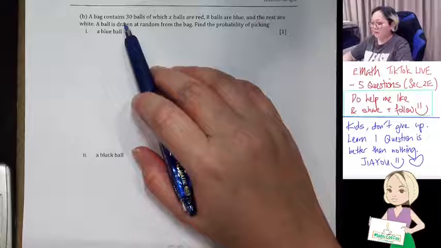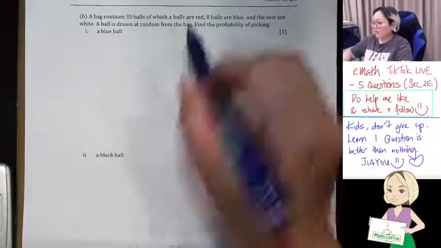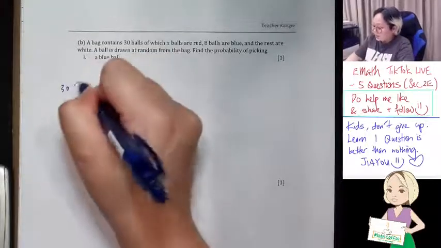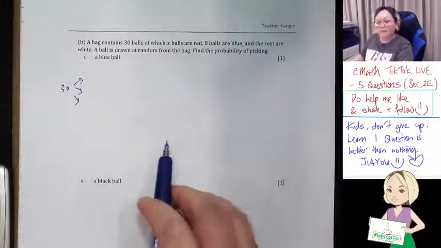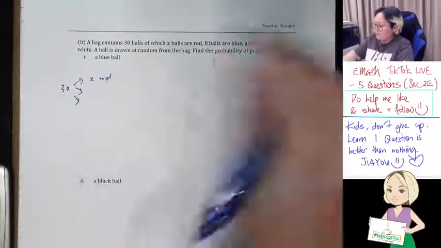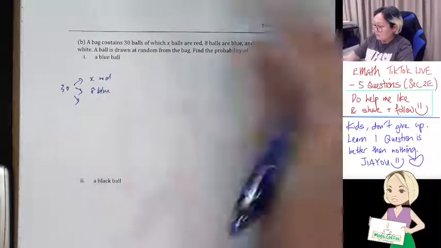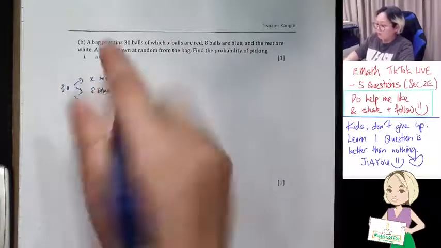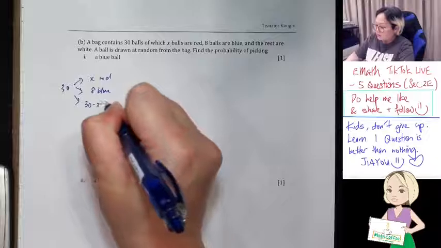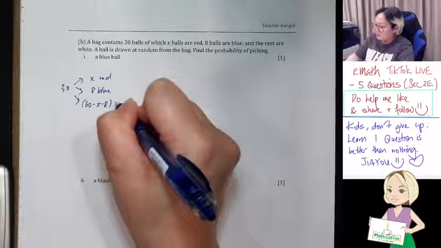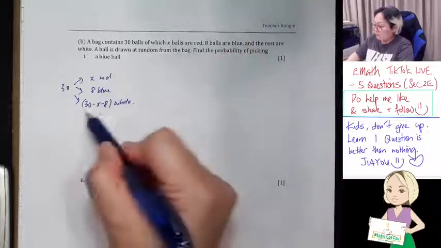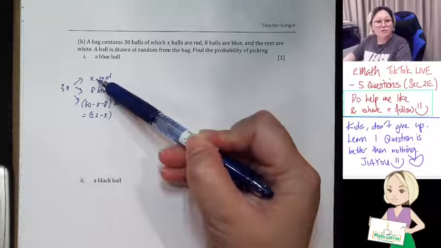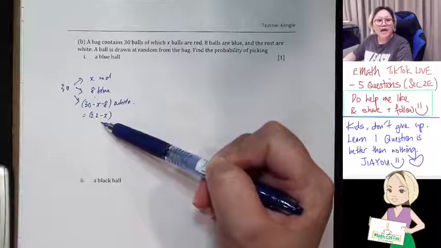Next is probability. So now a bag contains 30 balls. I'm going to write out the branching to know how many balls I have. I have 30 in total. I have 3 types of color. I have X red, I have 8 blue, and the rest are white. The rest is 30 minus X minus 8, and we can simplify this and write it as 22 minus X. So I know that I have X red, 8 blue, and 22 minus X white.